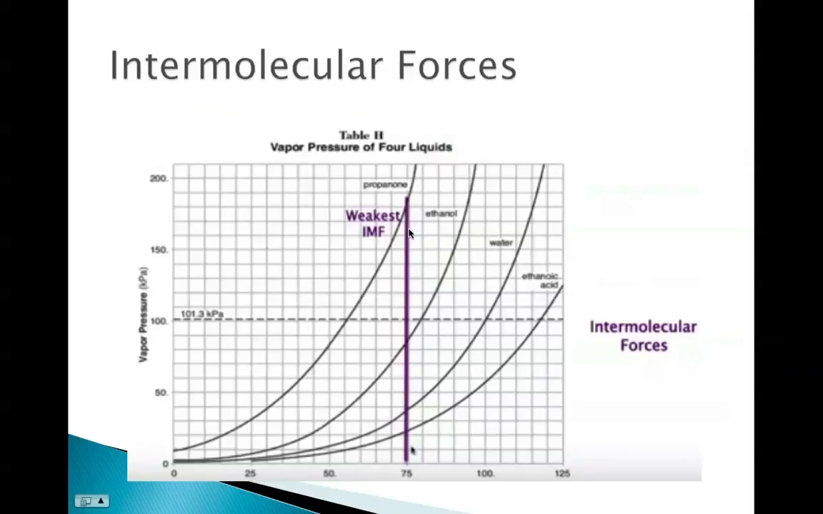You can kind of see this here. If we're dealing with intermolecular forces, the weakest IMF is always going to be propanone because it's going to have the highest vapor pressure at any given temperature.